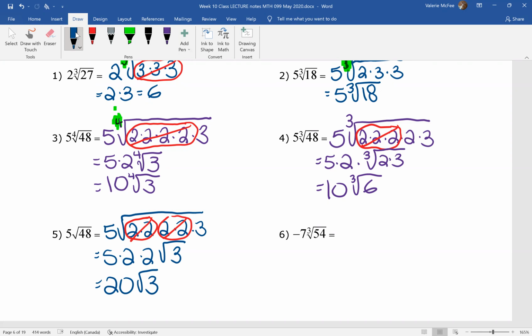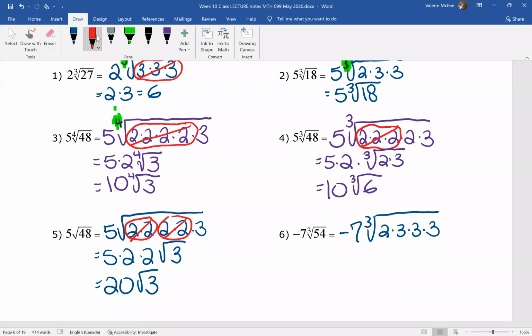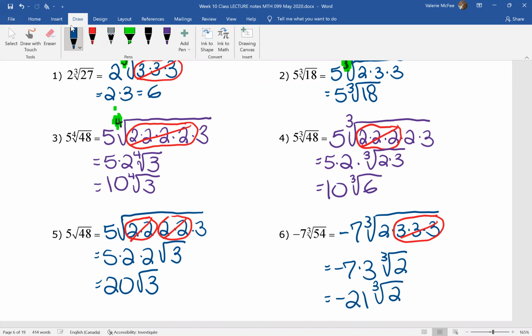One last question for you to work on. -7 times the cube root of 54. We're looking for 3 factors that are the same. So we can take out that 3 and we're left with 2 inside the radical sign. This simplifies to -21 times the cube root of 2.